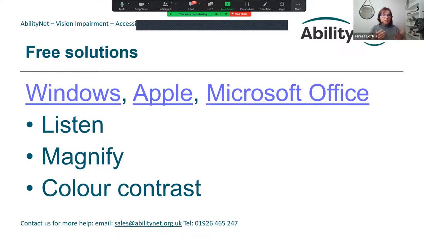It could be about inverting colors or creating a color scheme that's yellow and blue, for instance. So a yellow background, blue text, or the other way around. So it's changing that to make it far more accessible for you, and something that you can't do alone just in the Windows settings. So you might need to go that one step further with specialist software.